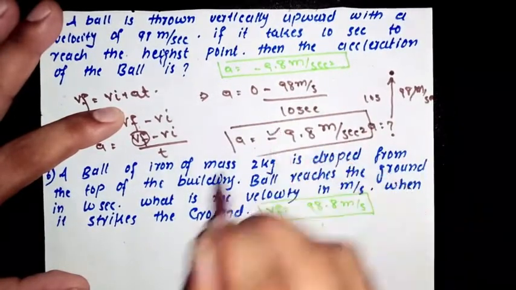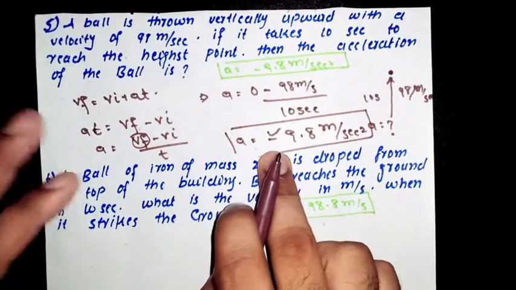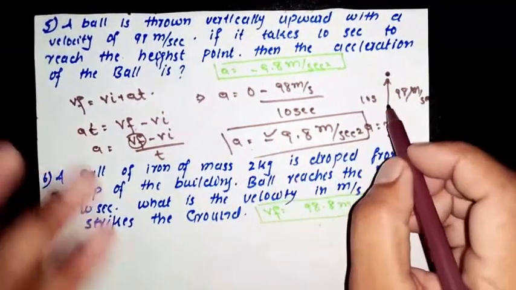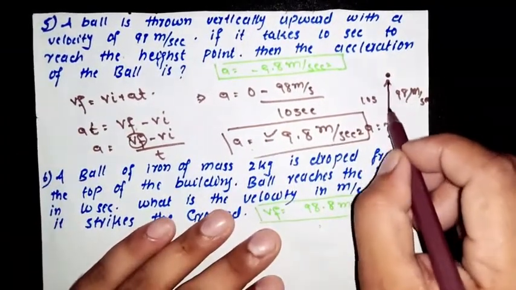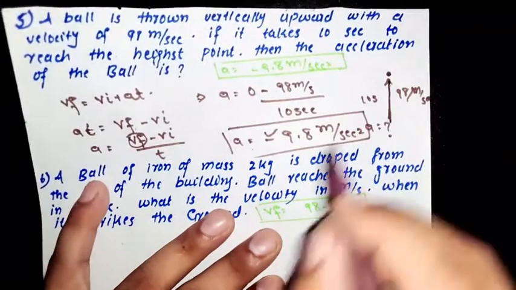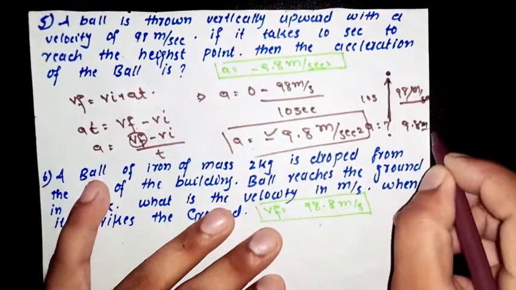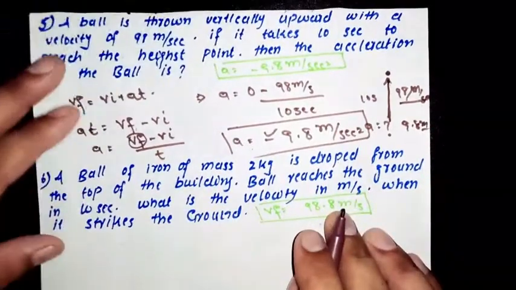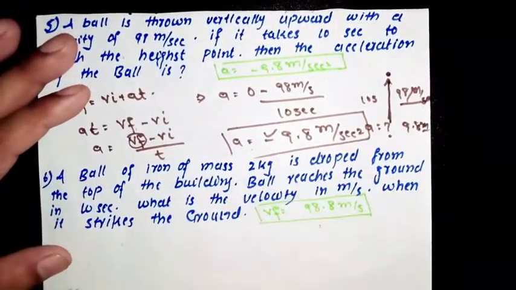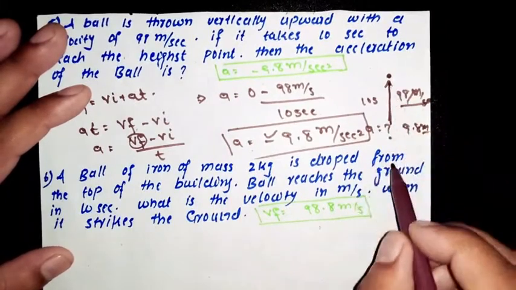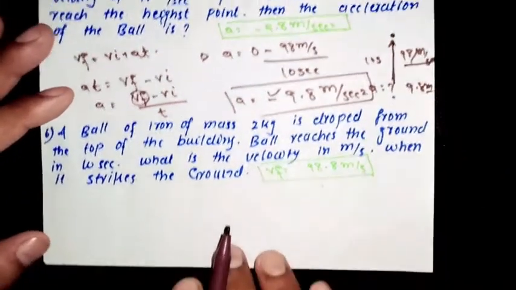Why does this minus sign appear here? The acceleration of the ball is toward the ground, and the g value is equal to 9.8 meter per second square, while here the minus sign appears because it is opposite to the direction of motion, due to the gravitational force.